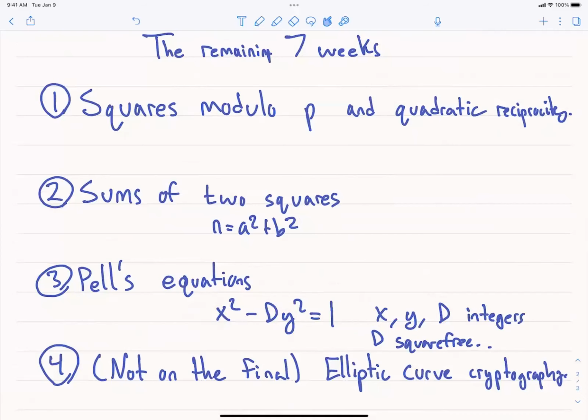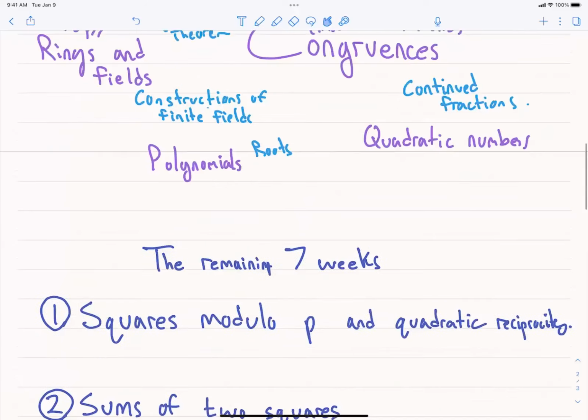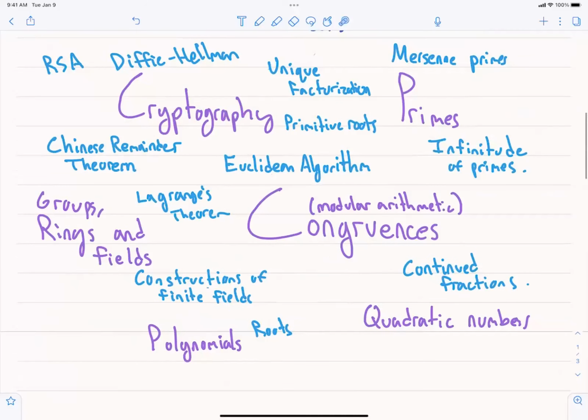So we'll hit this, and it really touches on a lot of the stuff down here of quadratic numbers. It's closely related to stuff we did with continued fractions earlier on. And again, it's tied up with unique factorization in a really interesting way. So we'll talk about that as our third topic.